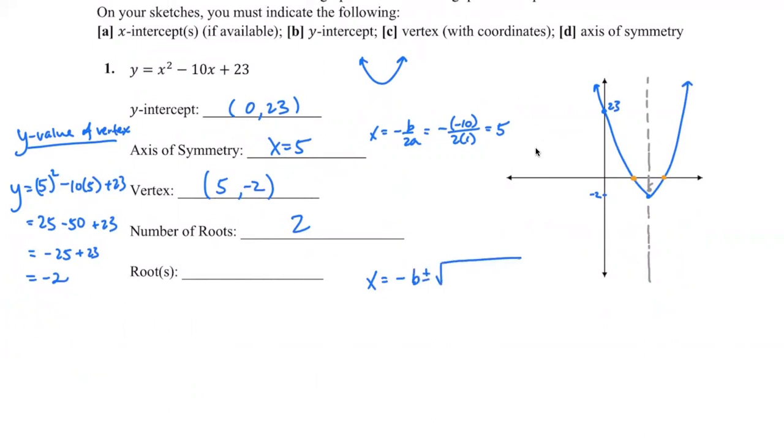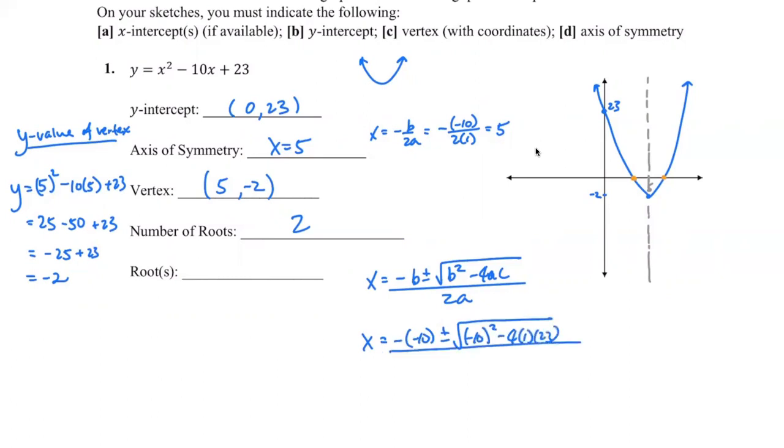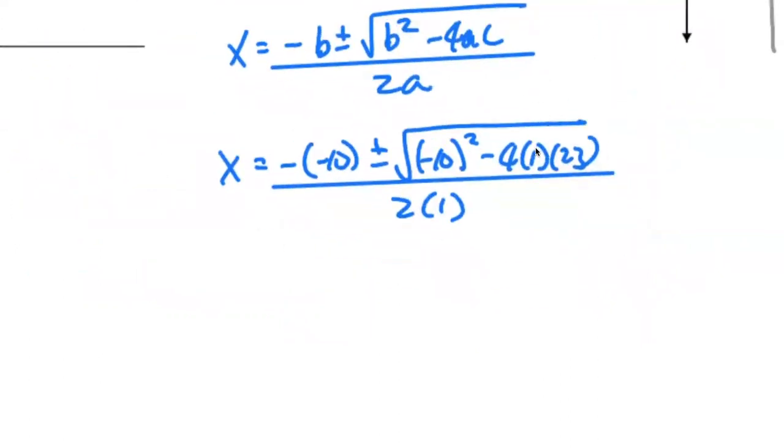Negative b plus or minus square root of b squared minus 4ac all over 2a. So we have negative b plus or minus negative 10 squared minus 4ac. Now you can see what I'm doing here. I just plug it in. I'm not going to write down the a, b, c values because I think we are better than what we had a few lessons ago.